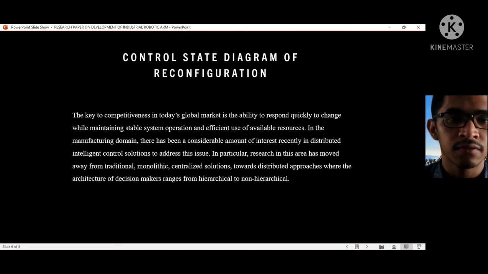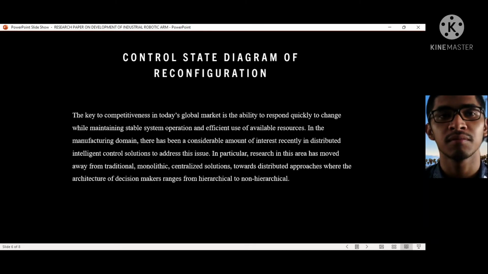The key to competitiveness in the global market is the ability to respond quickly to change while maintaining stable system operation and efficient use of available resources. In the manufacturing domain, there has been a considerable amount of interest recently in distributed intelligent control solutions to address this issue.